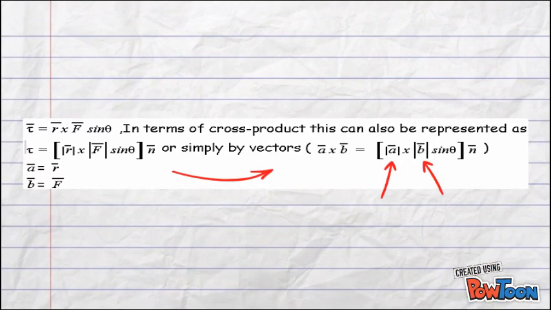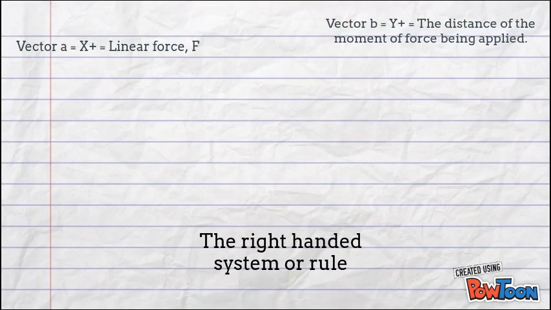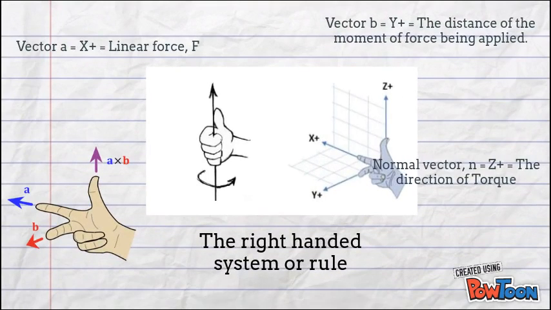However, in cross product, the equation is denoted by the vector A cross product vector B equal to the magnitude of vector A times magnitude of vector B sine theta times a third vector, that's the vector n. That means we can find both the magnitude and direction of torque. Now, the direction can be determined through the usage of a right-handed system. The direction here will be a vector n that is perpendicular to both vector A and B.